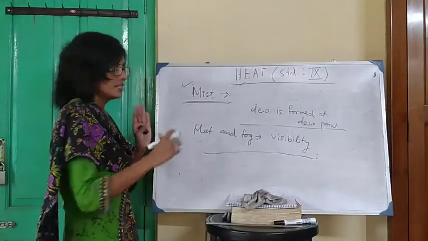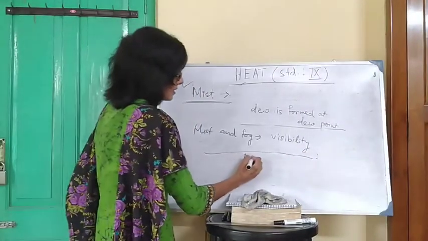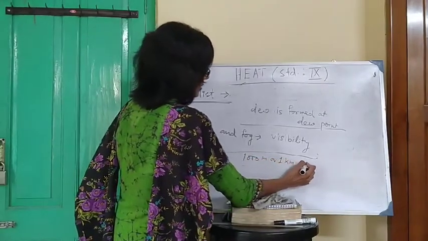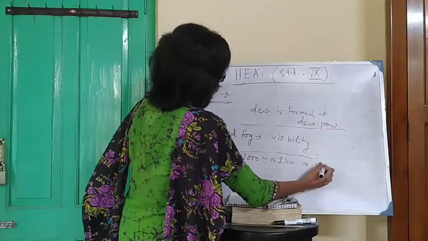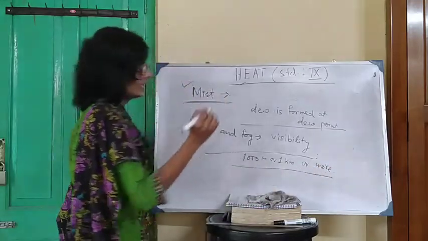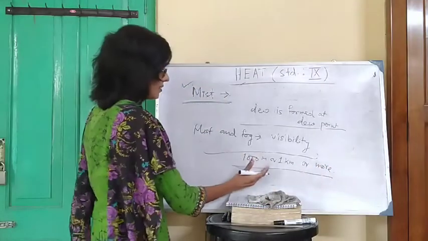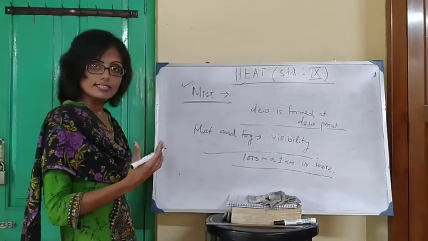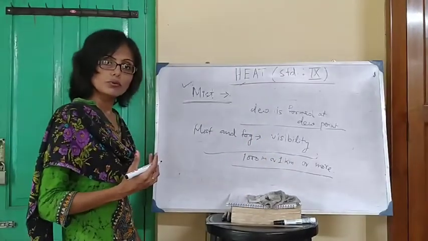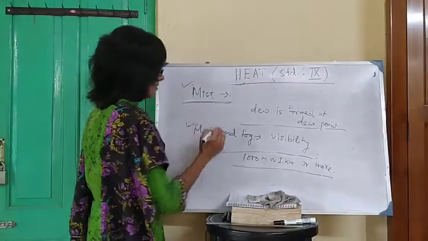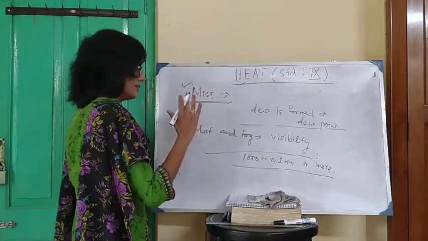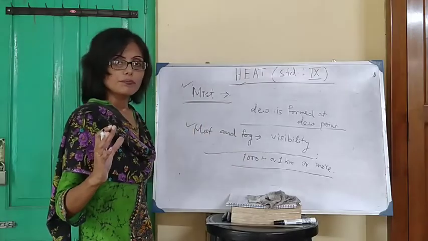If it is visible up to 1,000 meter or 1 kilometer or more, it is called mist. If it is visible within 1 kilometer or less, it is called fog. Okay, this is the basic difference between mist and fog. But how mist and fog are formed, the physical reason is the same.